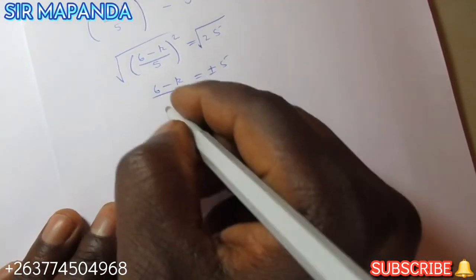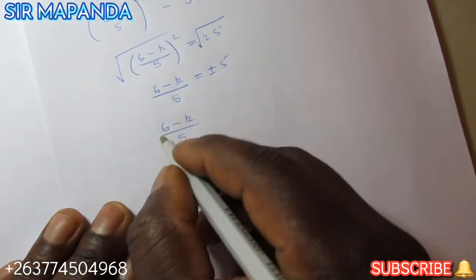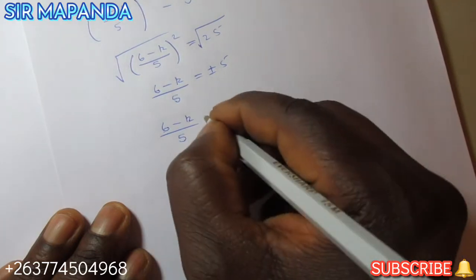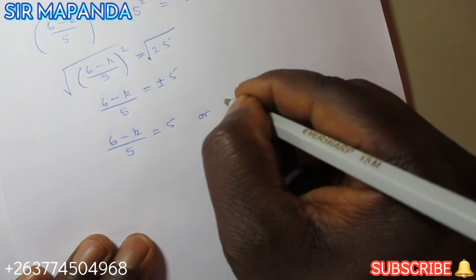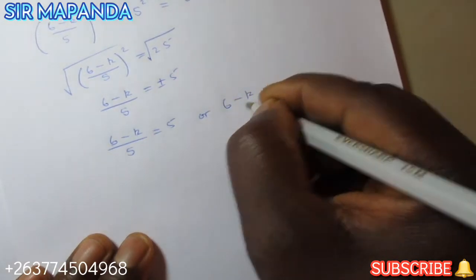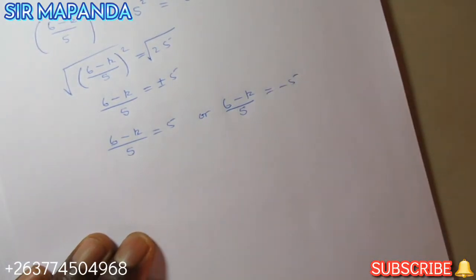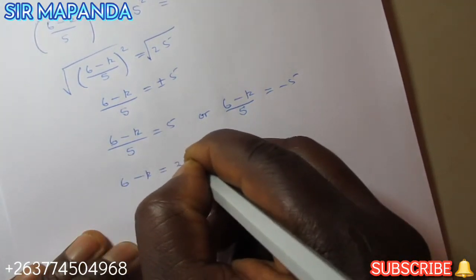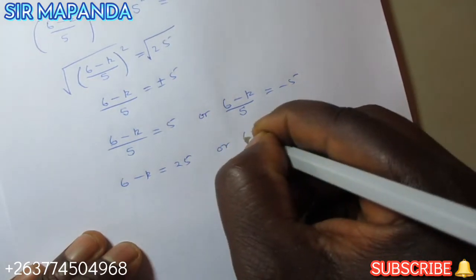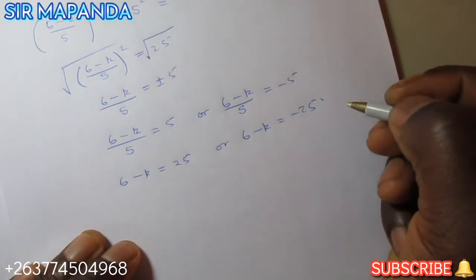So the first possible value of k is going to be obtained by equating 6 minus k over 5 with positive 5. Then the second possible value of k is going to be obtained by equating 6 minus k over 5 with minus 5. I hope you are following. So if we cross multiply here, 6 minus k is equals to 25, or 6 minus k is equals to minus 25, right?